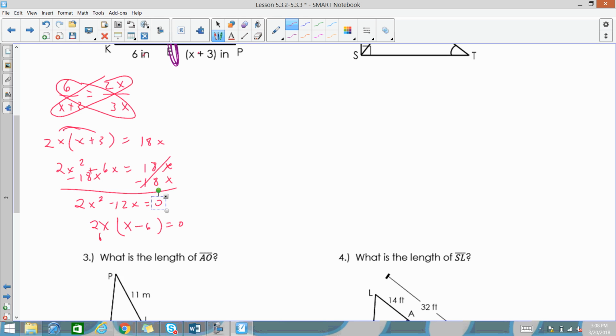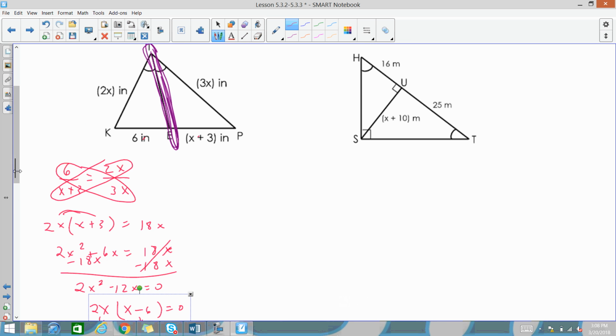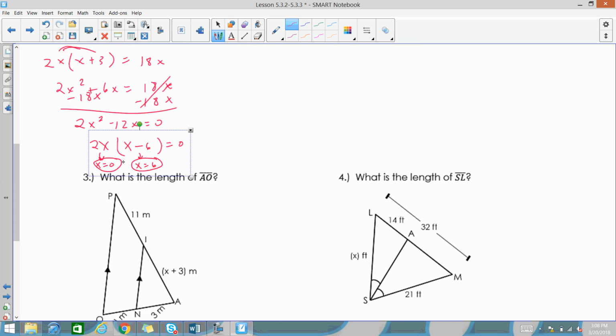So both of these are going to give me a solution. 2x is going to give me a solution of x equals 0, and x minus 6 is going to give me a solution of x equals 6. So these are my 2 solutions. But can we keep both of them? And the answer is no, because you cannot have a side length of 0 in this. We have to get rid of the 0, and this is our only answer, x equals 6.